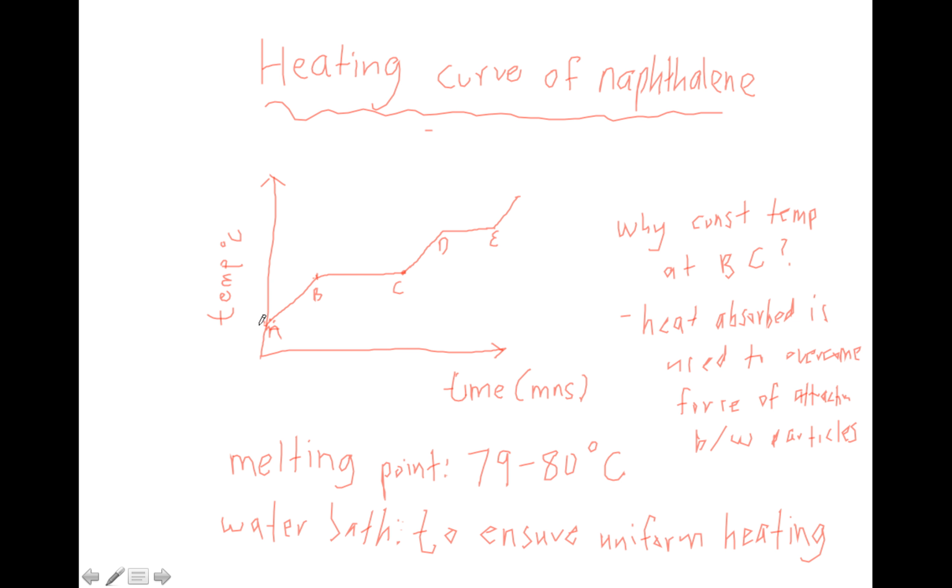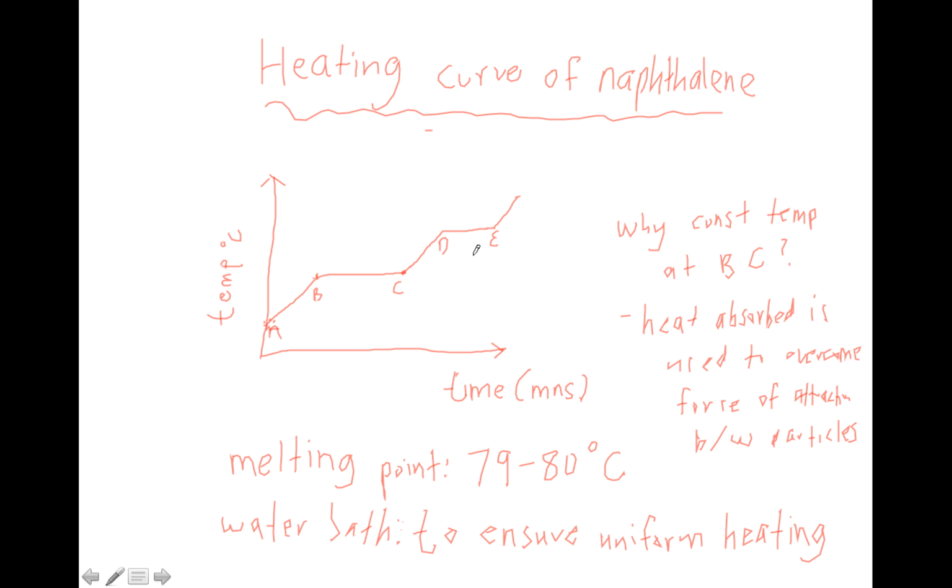Temperature increase from A to B, solid becomes liquid at point C. Temperature increase from C to D, naphthalene becomes a gas at point E. Why is there constant temperature at BC and DE? Because the heat absorbed is used to overcome force of attraction between particles.